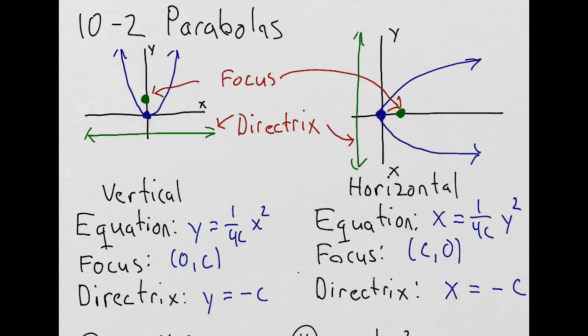So another definition for a parabola is essentially the set of all points in a plane that are the same distance from a fixed line, which we're calling the directrix here, and a fixed point not on the line, and that's the focus. You can think of the focus and the directrix as a guide point and a guideline for a parabola. It has some physics applications. We're not going to get into that too much.